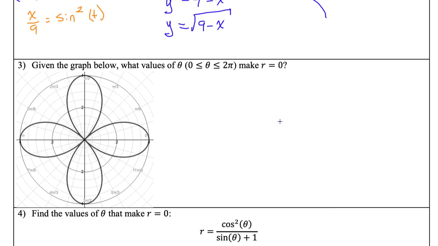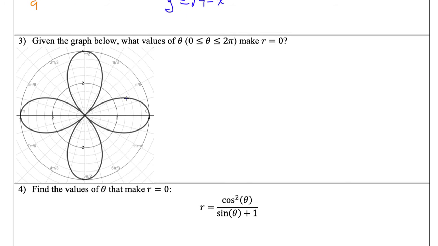Number 3. Given the graph below, what values will make r equal to 0? So again, kind of the same type of question. If I move along this curve, what line do I approach to make r 0? And it's this line right here, pi over 4. So how do you know it's pi over 4 and not pi over 5? Every single one of these is pi over 12, pi over 12, pi over 12. You'll never have a denominator of 5 in AP Calculus.